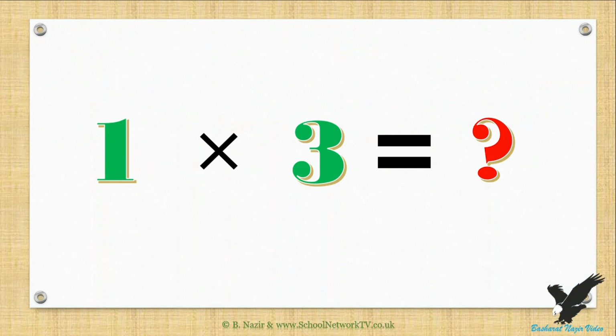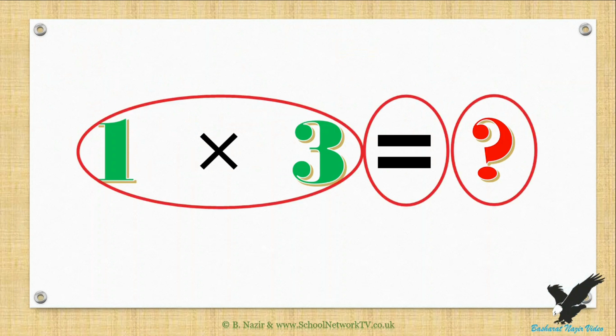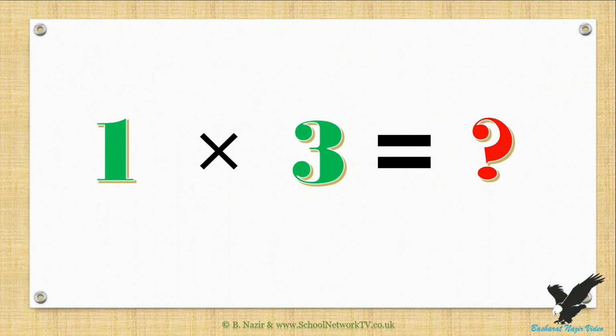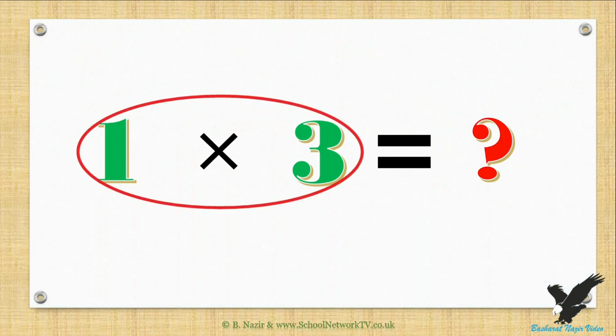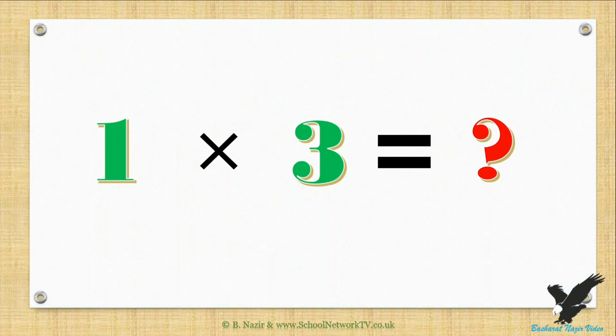An equation is what you can see in front of you. An equation is divided into three major parts as shown. A left side, which can have numbers, signs, and letters. In this equation we just have numbers and a sign. A right side, which can also have numbers, signs, and letters. In this equation we just have a question mark. In the middle of the equation, between the two sides, we have the equal sign. Whenever you see an equal sign, then you know that you are dealing with equations.